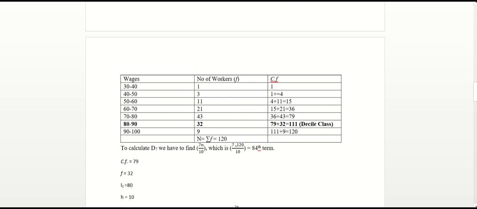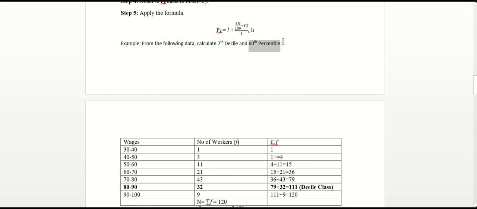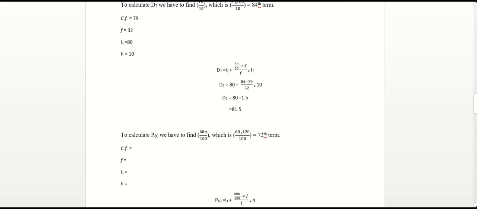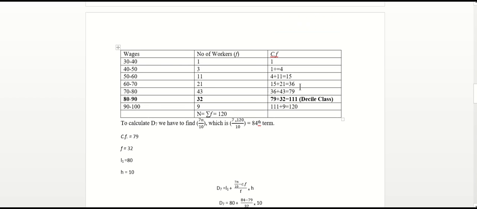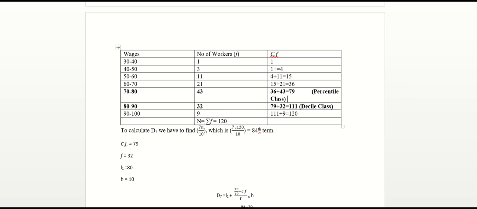Now let's move forward to the second part of the question. The second part wants us to find the 60th percentile. So to calculate the 60th percentile, we need to calculate P60, which means 60n by 100. Because we are calculating percentile, we have to write 100 in the denominator. So 60 into 120 by 100 is the 72nd term. We will find a value in CF which is greater than or equal to 72. 36 is less and 79 is greater than 72. So this is our percentile class.